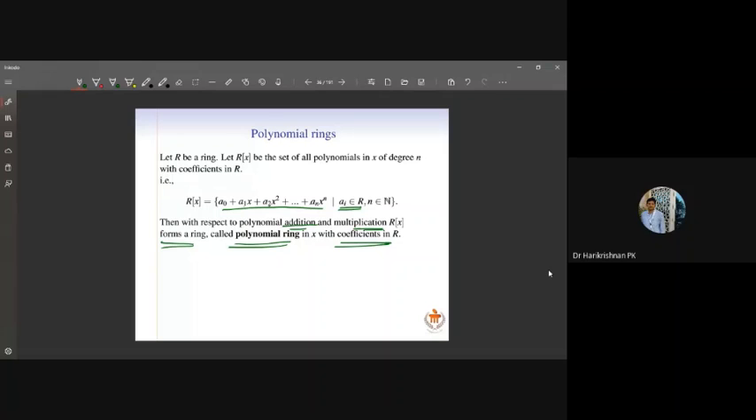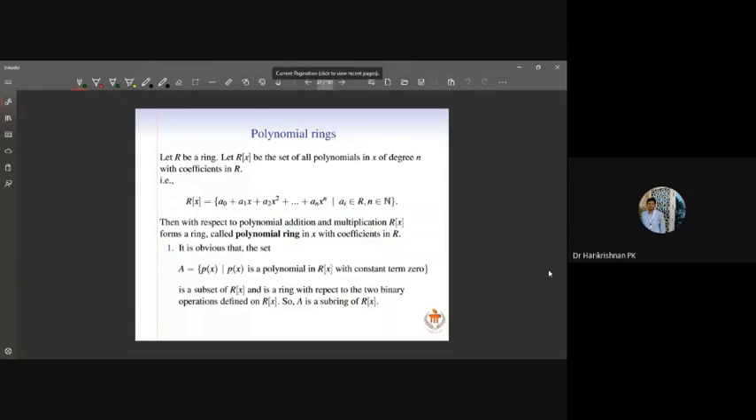From the underlying ring R. So once we have this polynomial ring, obviously the question that comes to mind is, what will be their substructures? One of the substructures is this: you take all the polynomials in x of degree n, but you avoid the constant term, that is, you take the constant term as 0. Then all such polynomials form a subset of R[x]. I am taking that subset as A.